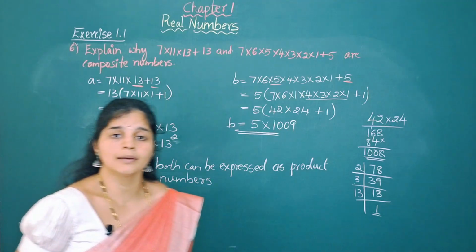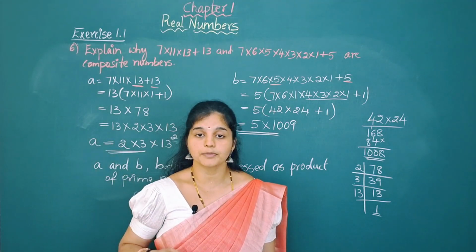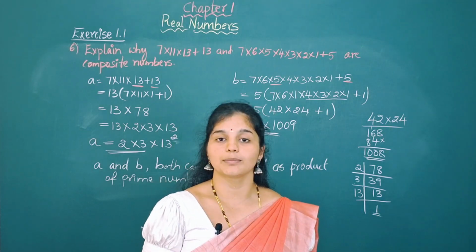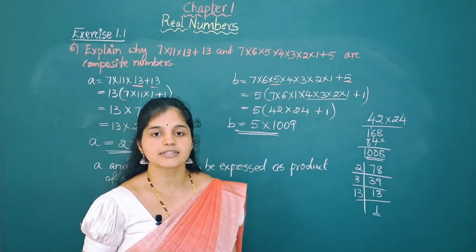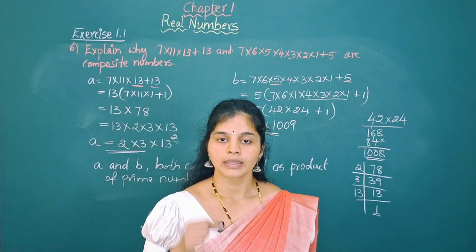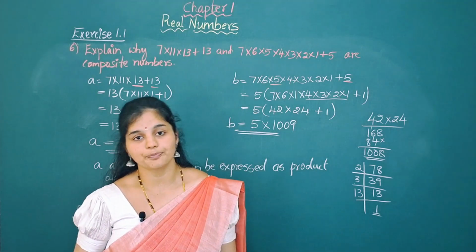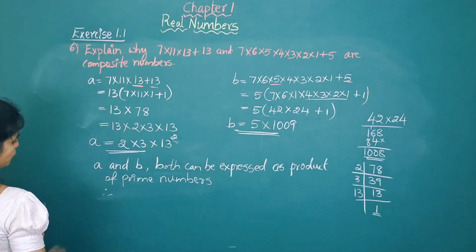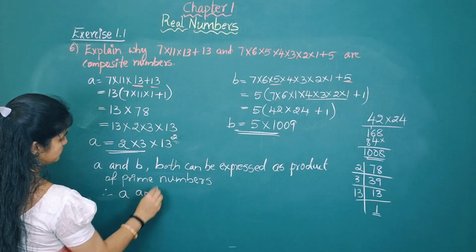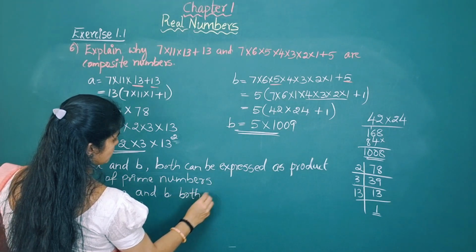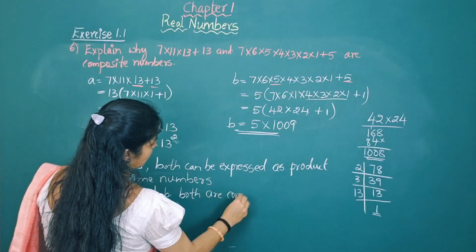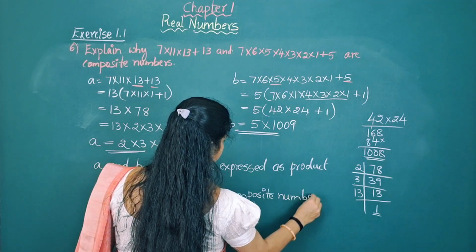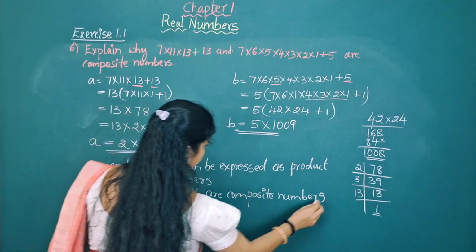Any number which can be expressed as a product of prime numbers, then those numbers are called composite numbers. We have studied this in the beginning of this chapter itself, right? Any number which can be expressed as a product of prime numbers is a composite number, and hence we write: therefore A and B both are composite numbers. Hence the answer.